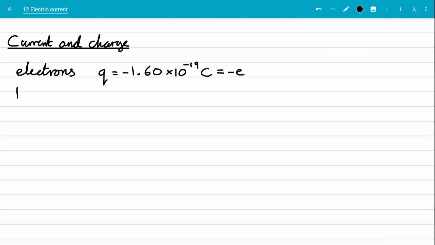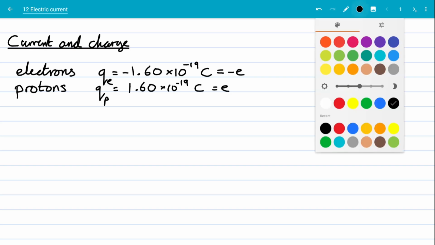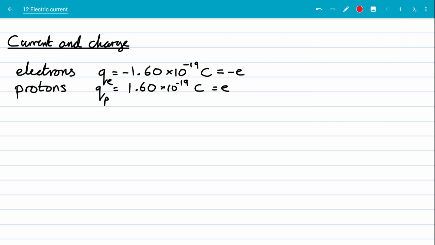And remember, the charge of protons was equal to positive 1.60 times 10 to the negative 19 coulombs, or E. Just out of interest, the reason why we use the letter Q is from the French quantité, electrical quantity. So that's the charge of these particles, and there are other particles as well, muons and kaons and so on.